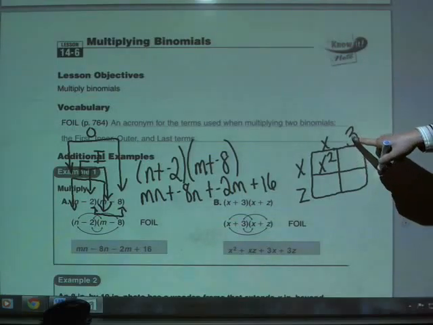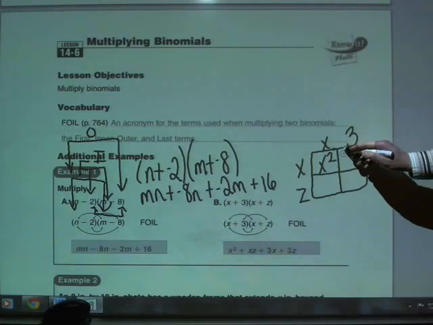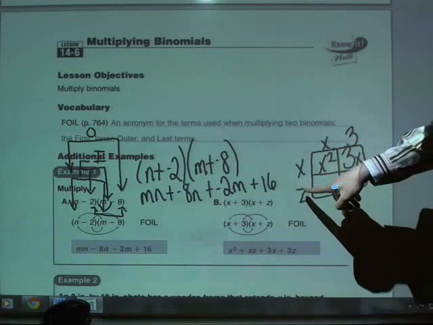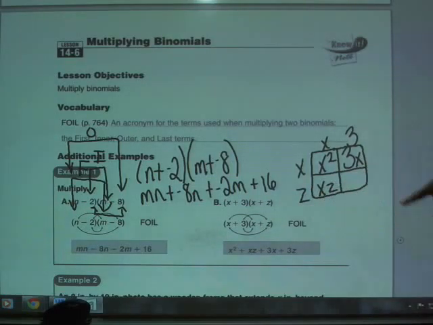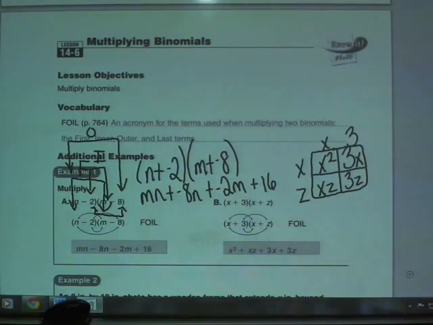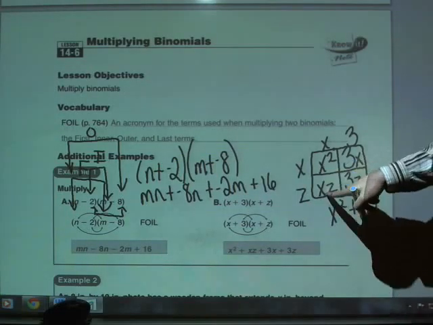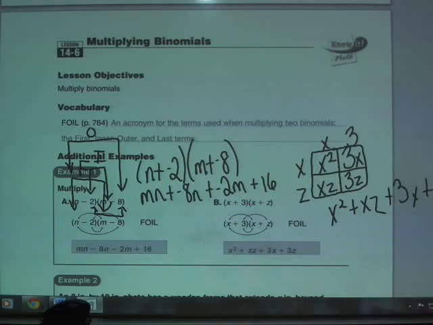In this box here, I have 3 above it and X to the left of it. So I just run those together, and that's going to give me 3X. In this box here, I have X above it and Z to the left of it, so I'm going to combine those, and that's going to give me XZ. And in the final lower right box there, I have 3 above it and Z to the left of it. I combine those, and that's going to give me 3Z. And all I'm going to do now is combine these all with addition signs. So I've got X squared plus XZ, which is here, plus 3X, which is here, plus 3Z, which is there.